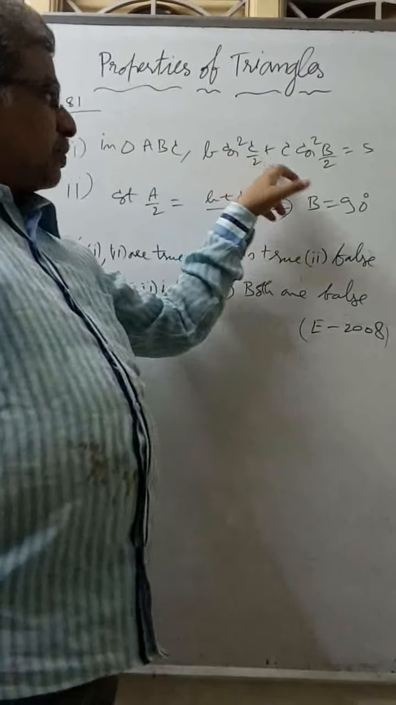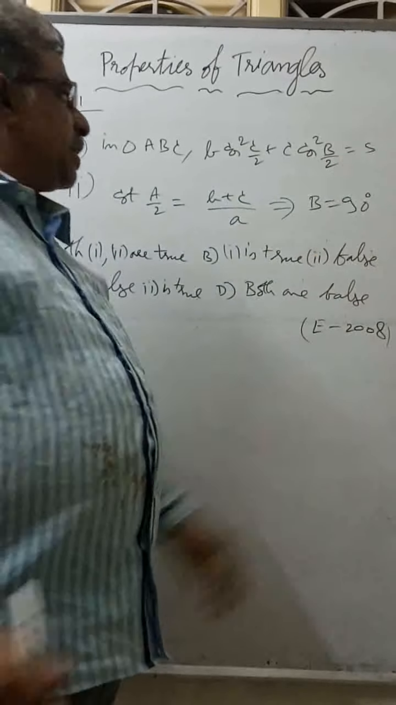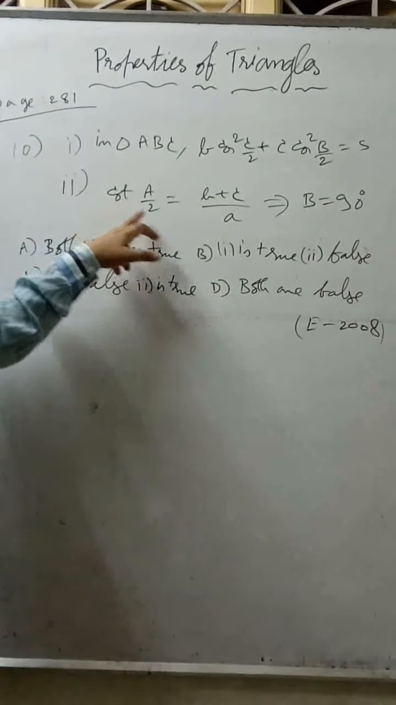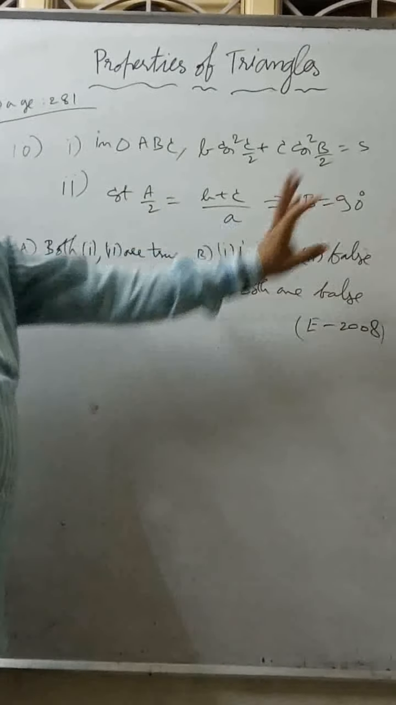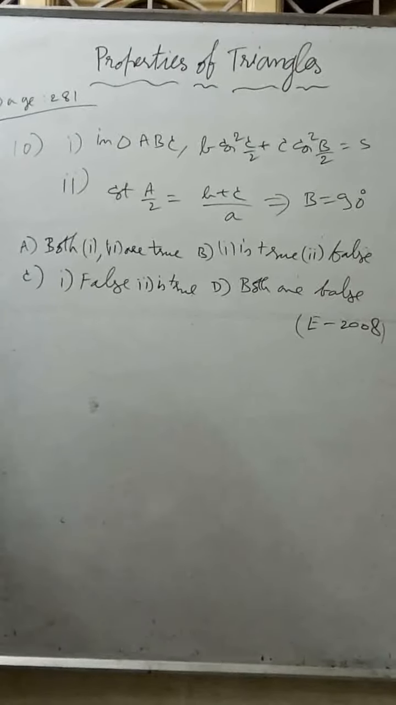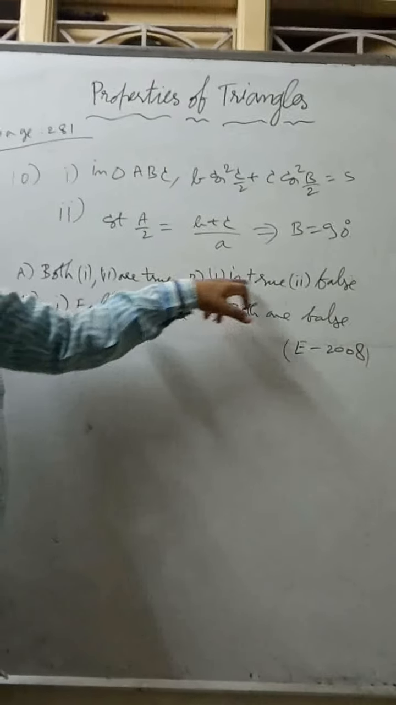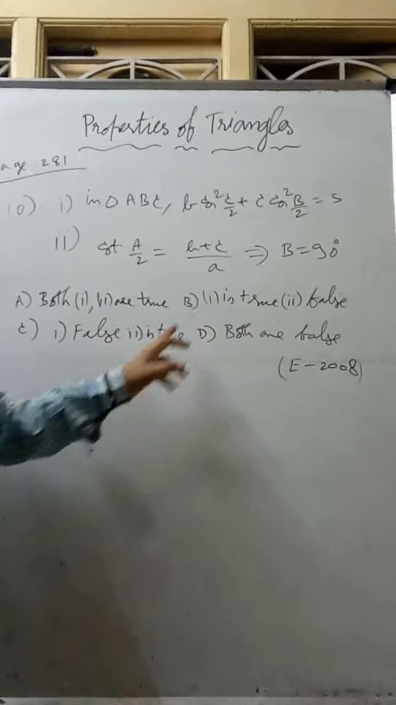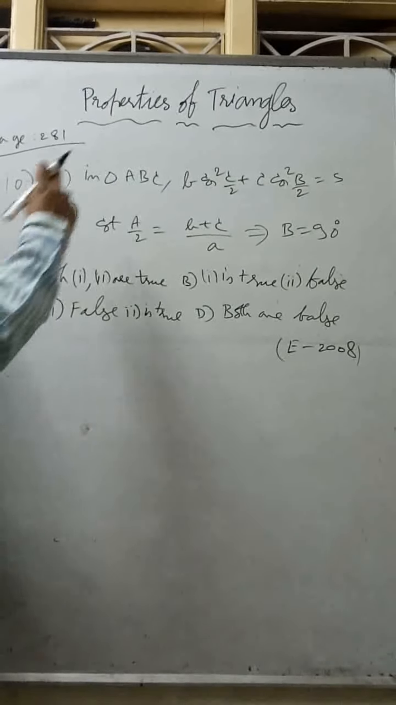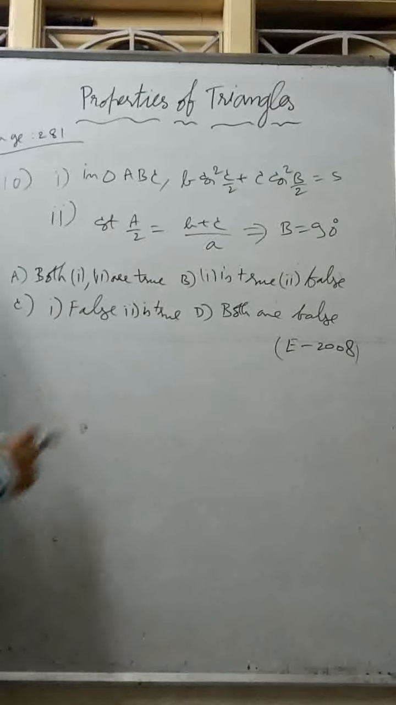a cos²(C/2) + c cos²(A/2) = b s. This is the first statement. And the second statement, cot(A/2) = (b + c)/a implies B = 90 degrees. He is asking whether both are correct, or one is true and the second is false, or one is false and the second is true, or both are false. Which is the correct option? We already did this type just now.